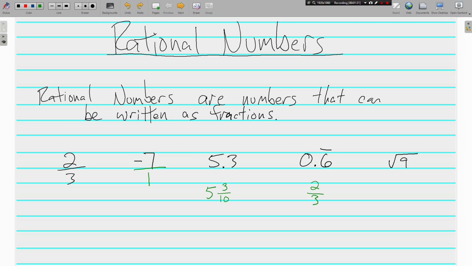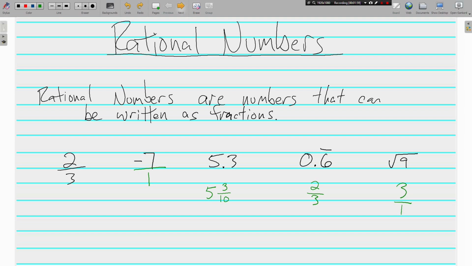A square root is a number times itself. That is the number that's in the radical symbol there. The square root of 9 is 3 because 3 times 3 is 9. So again, this can be written as a fraction just by putting it over 1. Okay? But the bottom line here is that rational numbers are numbers that can be written as fractions.